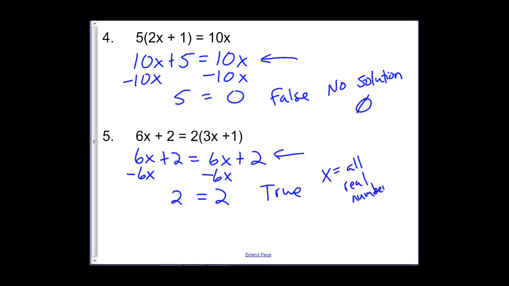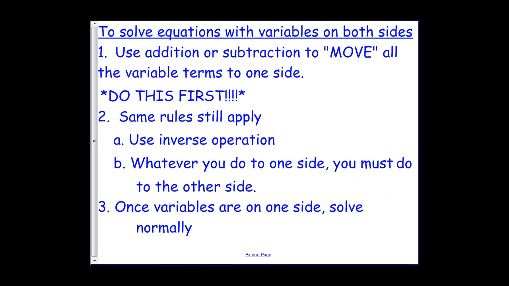That kind of wraps up solving equations with variables on both sides. Remember, top priority is to get the variables on one side of the equation, and remember, variables stand for unknown numbers, so the same rules that we've always used still work in this situation.